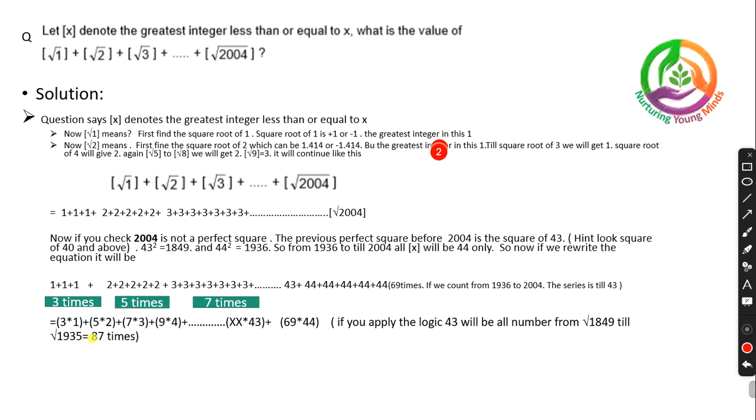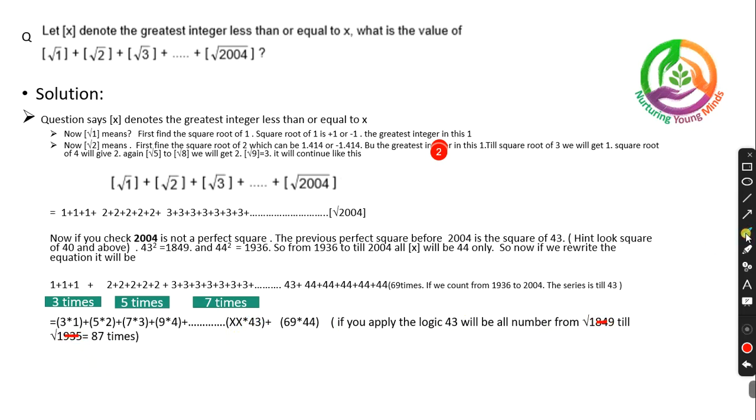because 44 square will be 1936, correct? But the square root of 1936 is 44, it will not be 43, so we stop at 1935. So that means from 1849 till 1935, correct? So from here to here, the square root of all the numbers will be nothing but 43. So this will become 87 times, okay? You can calculate and find out, okay?